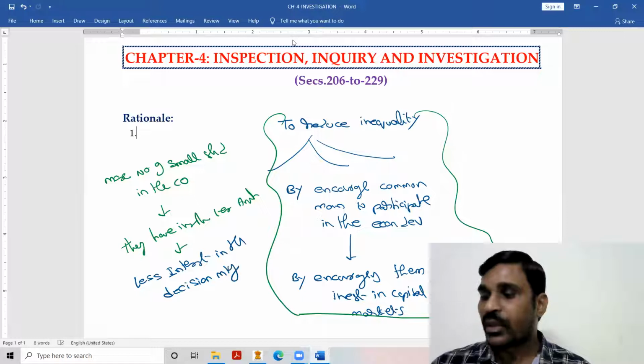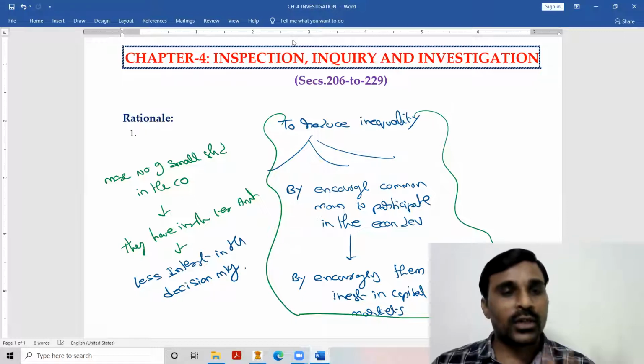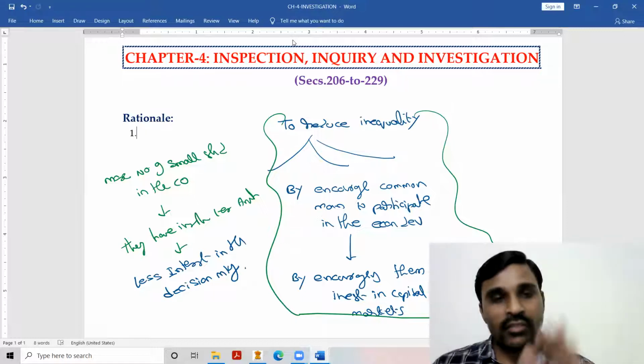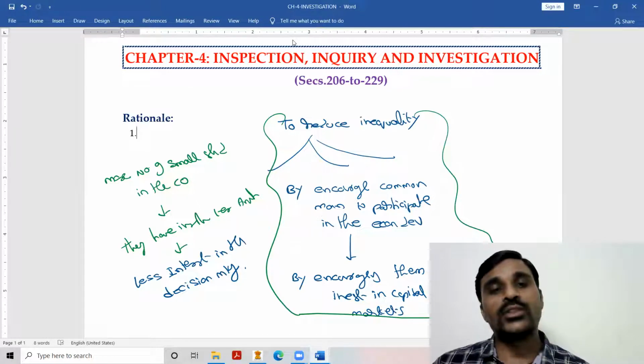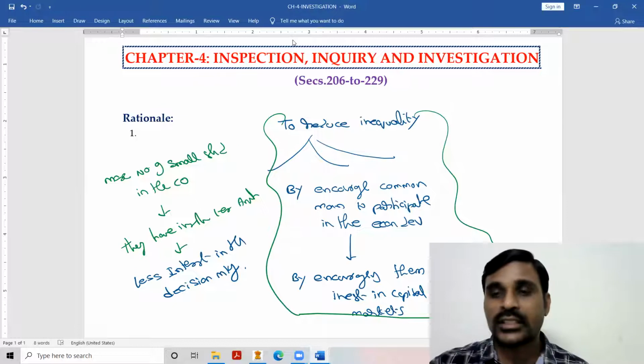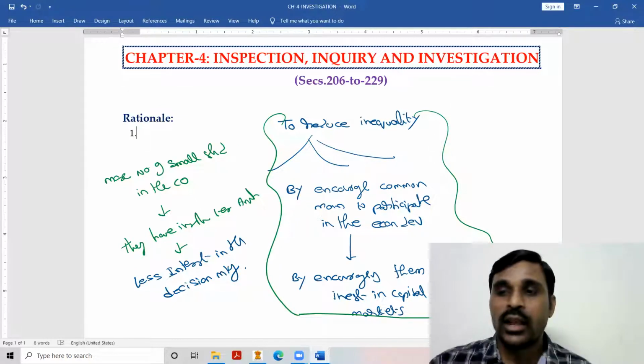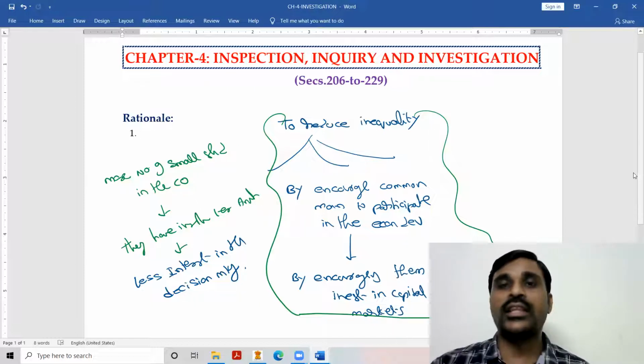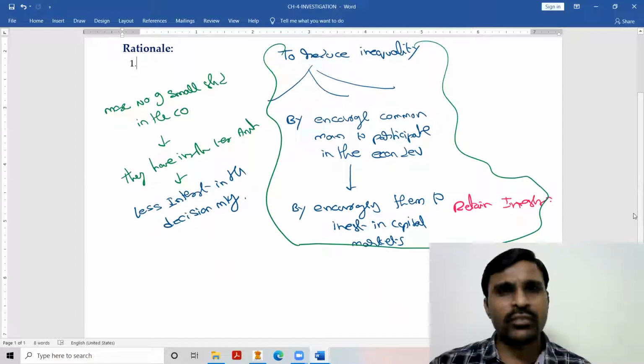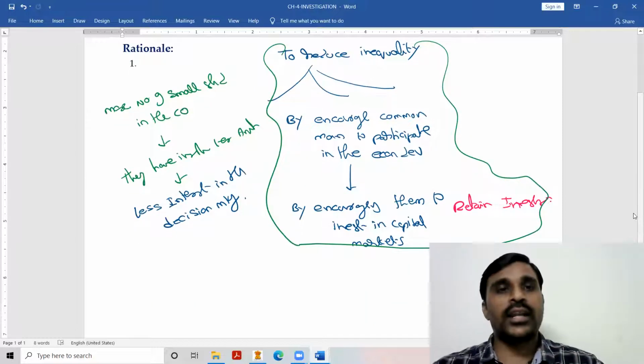This is the point. As there are more small shareholders in the company, they have invested less amount. Accordingly, they will show less interest in the decision making of the company. What is meant by less interest in the decision making? That means they will not participate in the voting. Most of the retail investors will not attend the general meetings conducted by the company.